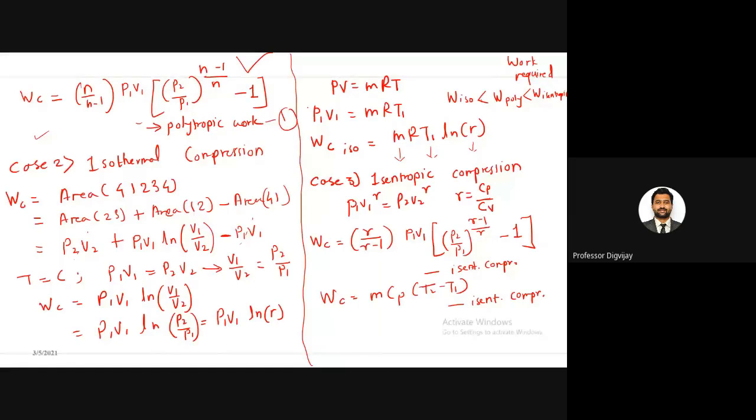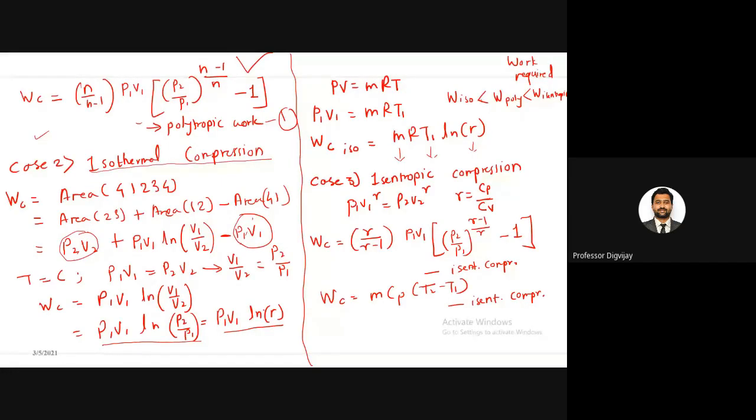Then I showed the work required in the case of isothermal compression. That area will be the same, but in this case, P2V2 and P1V1 cancel because of isothermal compression. Because in isothermal compression, P1V1 is equal to P2V2. So finally we get P1V1 log P2 by P1, and P2 by P1 is nothing but the pressure ratio, that is a small r. So P1V1 log r will be the work required in case of isothermal compression.